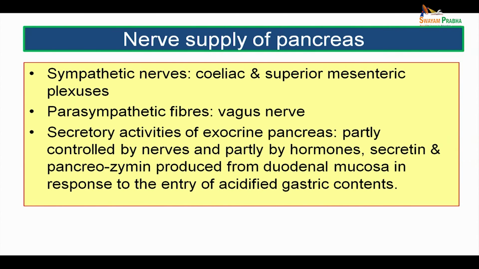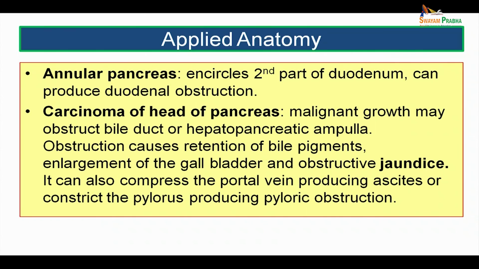Secretory activities of the exocrine part of the pancreas are partly controlled by nerves and partly by hormones like secretin and pancreozymin, produced from the duodenal mucosa in response to the entry of acidified gastric contents. We now go on to see the applied anatomy of pancreas.